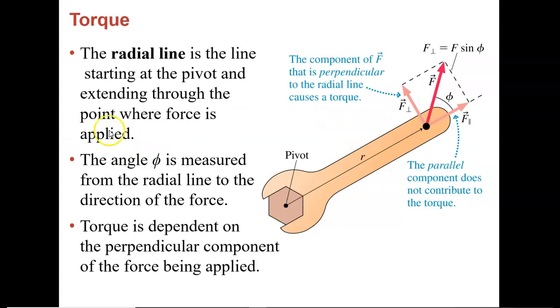Okay, so again, the radial line is the line starting at the pivot point, extending through the point where the force is applied. Angle is measured from that line. And torque is dependent on the perpendicular component of that force being applied. So here's our total force. We're looking for the vertical, the perpendicular component, which would be your total force times the sine of your angle. The parallel component out to the radial line does not create a torque.